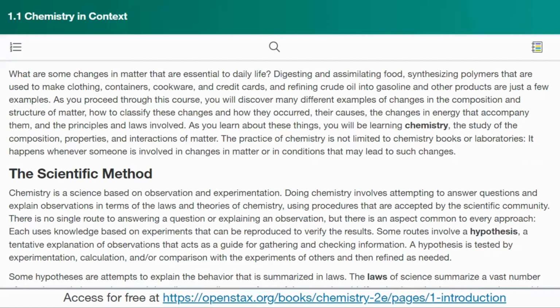Let me take a brief pause here. That seems to be the definition of what chemistry is, this sentence here. Chemistry, the study of the composition, properties, and interactions of matter.